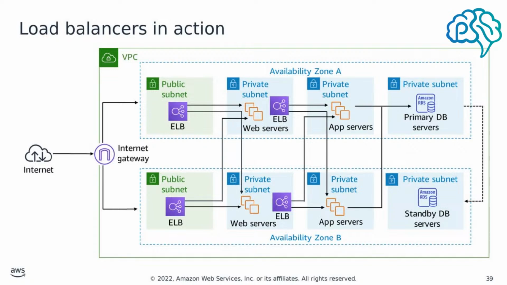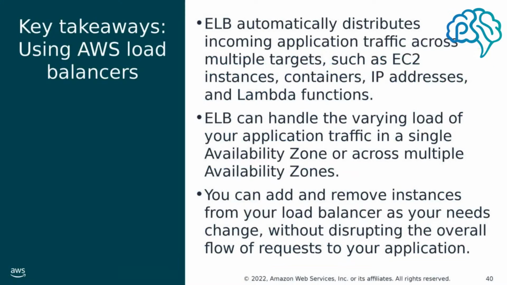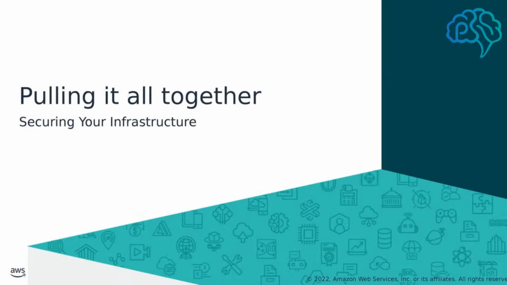So if we talk about this from a key takeaway perspective, an ELB is going to distribute the traffic across multiple targets like instances, containers, IP addresses, or even Lambda functions. And the ELB can handle a wide variety of application traffic in a single availability zone or even across multiple availability zones. And you can add and remove things as needed without disrupting your application. So it's a pretty big feature here. So let's go ahead and wrap things up here.